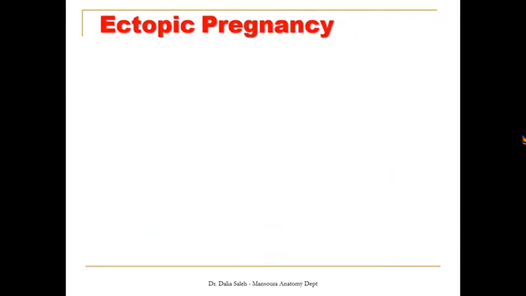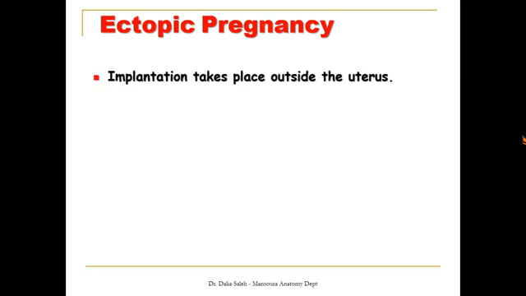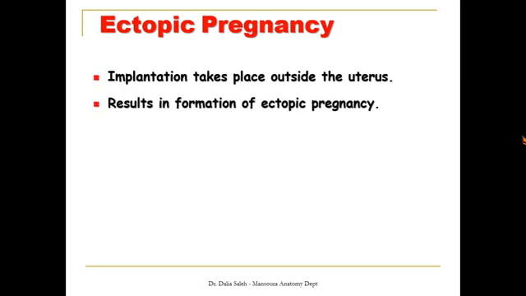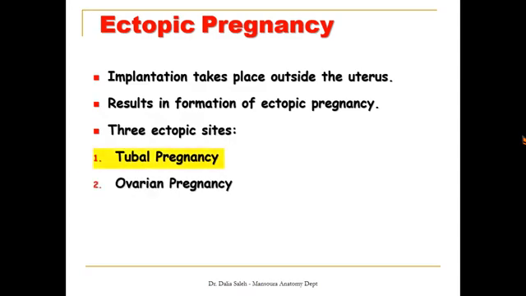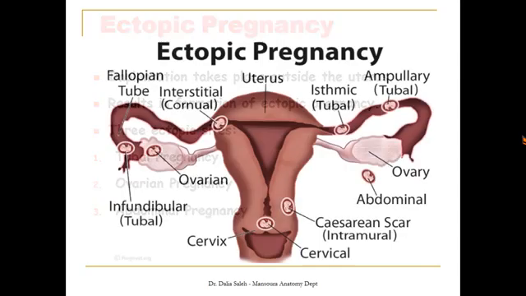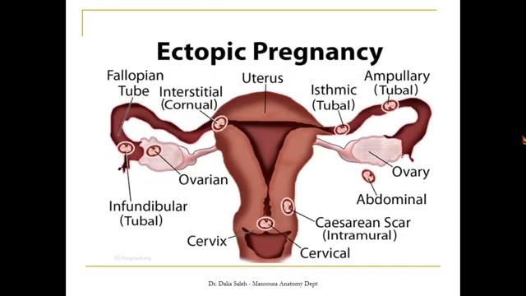The other type of abnormality in the implantation: if the implantation takes place outside the uterus, in this case we call it ectopic pregnancy. The three common ectopic sites: first, the tubal pregnancy, which is commonest, then we have ovarian pregnancy, and the less common is the abdominal pregnancy. So this diagram summarizes the various possibilities of ectopic pregnancy.